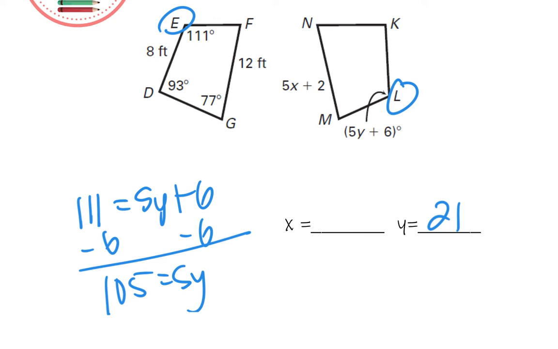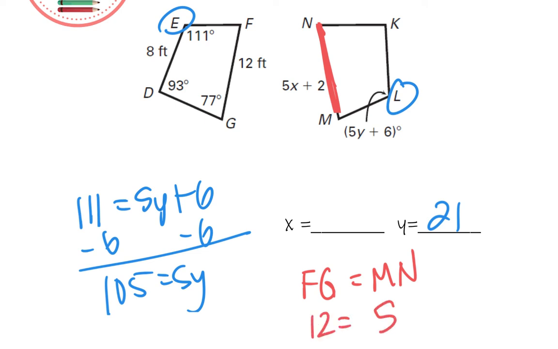Okay, so let's do the same thing on the next one. So I'm looking at MN. So MN are my last two letters, so I have to set them equal to the last two letters here. So I know FG and MN are equal. FG is labeled as 12. MN is 5x plus 2. And we're just going to solve. So I'm going to subtract 2. And if I divide by 5, we get x equals 2.